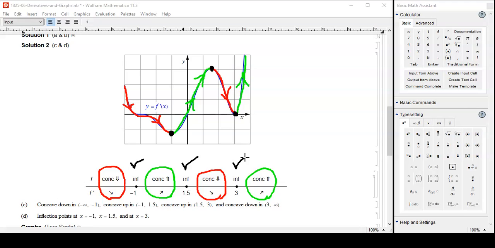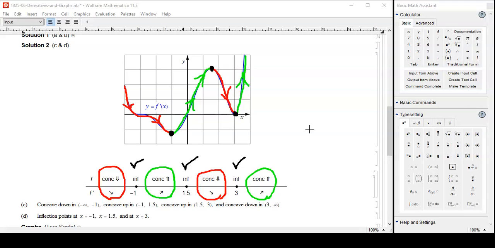So we have inflection points at x equals -1, x equals 1.5, and x equals 3. And intervals of concavity are determined like this. The graph of the original function is not given at all. Still, we can find out the intervals. You can find the intervals of concavity by looking at the graph of the derivative function.